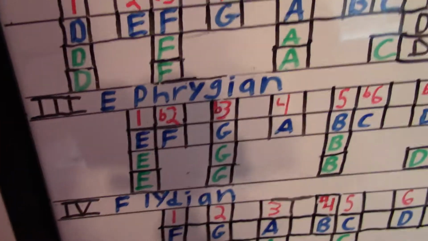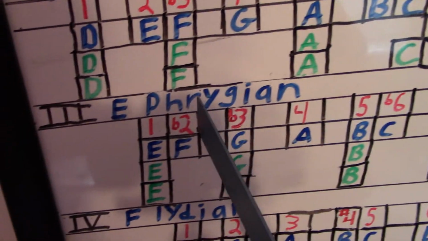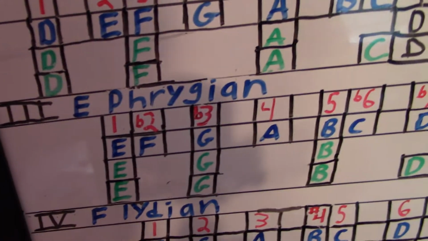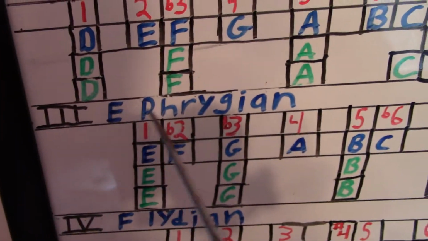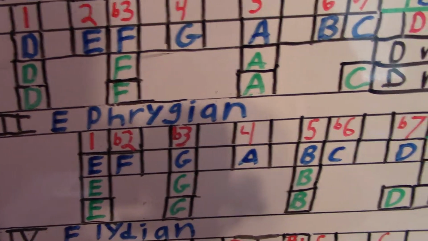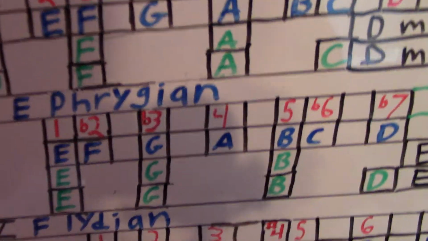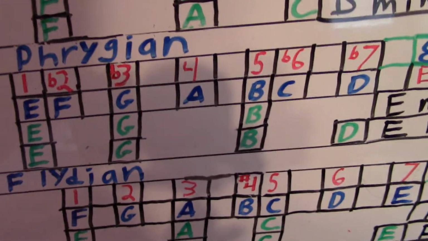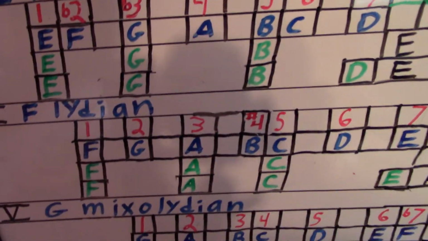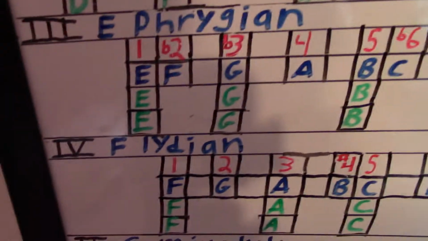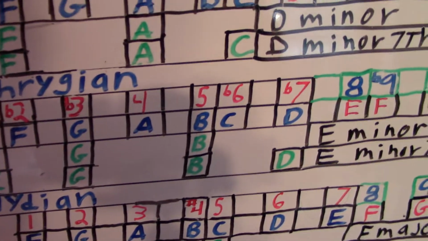The characteristic note of this mode, does anybody know? It's your flat second. Okay. Minor mode, obviously you should know right here. Root, flat third, and fifth. E, G, and B is E minor. Okay, minor seventh. Just a minor with an added flat seventh to it.